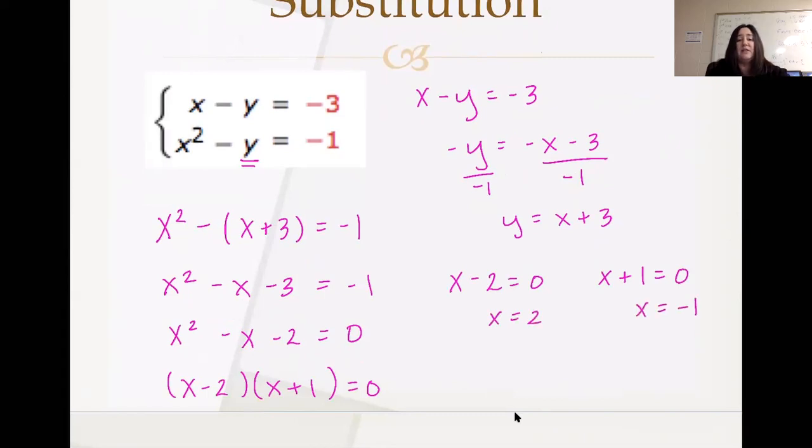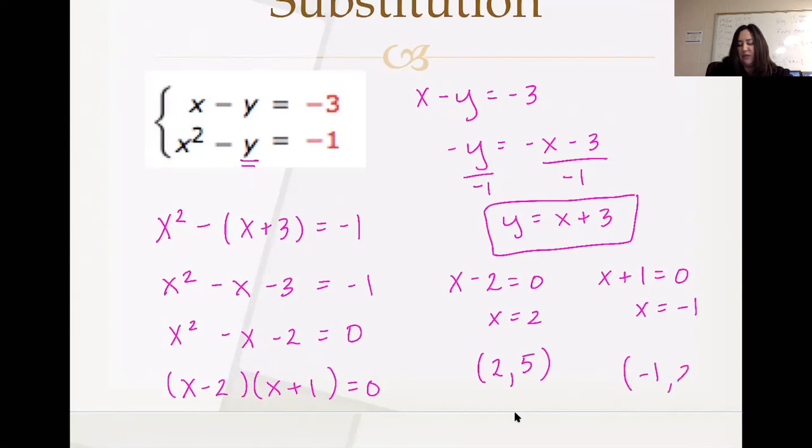Now, when you're finding these points, you have to find an x and you have to find a y. Well, we know an equation to solve for y, so we're going to plug that x into that equation. So when x is 2, y is 2 plus 3, which is going to give me a 5. And when x is -1, I'm going to have -1 plus 3, which is going to give me a 2. So I actually have 2 points on there. And graphically, those are your 2 points of intersection.